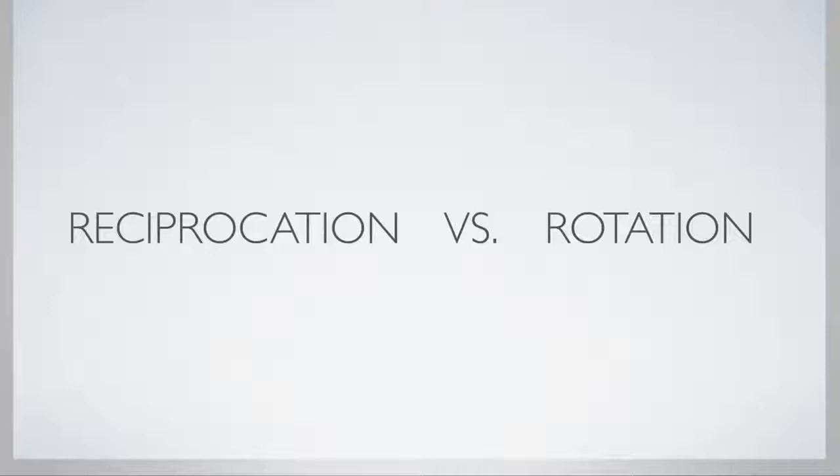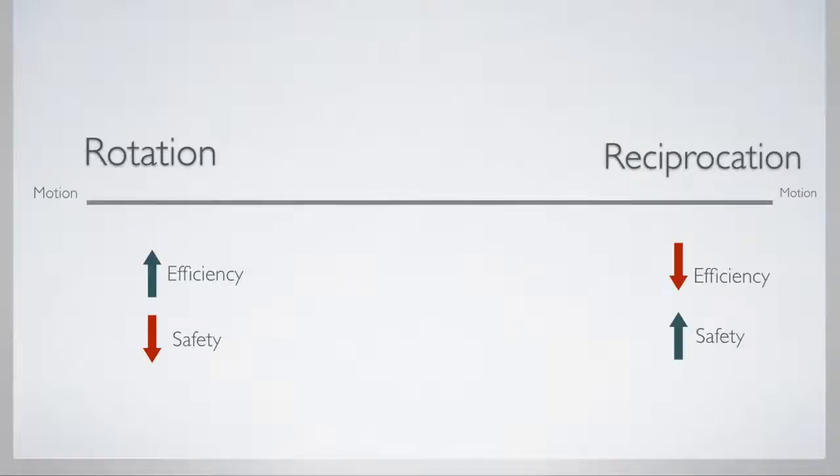that the argument for reciprocation versus rotation really was an argument for people who prioritize having a safer instrumentation technique versus rotation, which really focused on efficiency. Of course, as I mentioned before, it doesn't mean rotation cannot be safe. However, in order to make rotation safe, you really need to pay attention to a few different things, which we're going to talk about, and how you can make rotation a little bit safer as well.